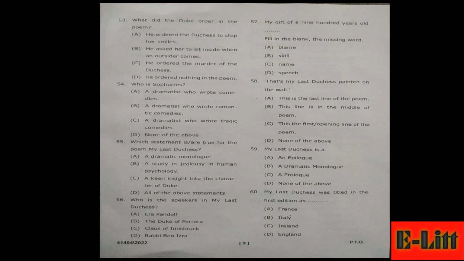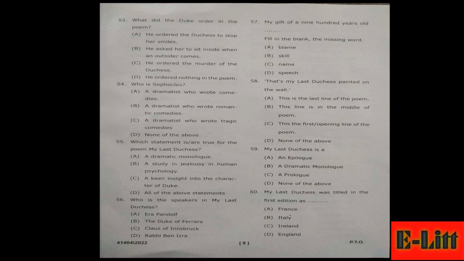Who is the speaker in My Last Duchess? The right answer is the Duke of Ferrara. My gift of a 900 years old blank. What will come in the blank? The correct answer is name. Option C. That's my last Duchess painted on the wall. This is the opening or the first line of the poem, friends.